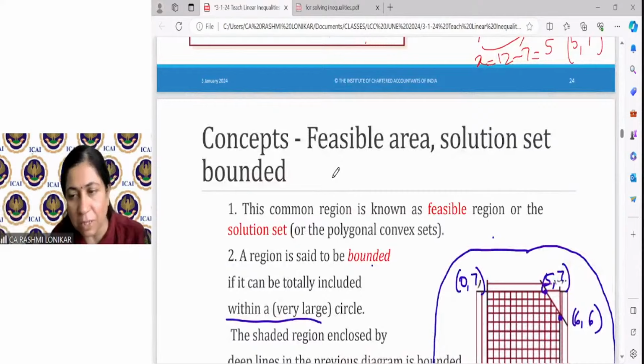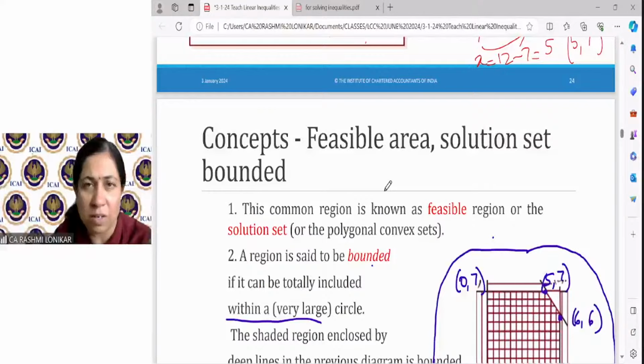What do you mean by feasible area? The common area is known as the feasible area, solution set, or polygonal convex set. Many times you wonder where a theory question came from, but everything is there, just read properly. So, the polygonal convex set.